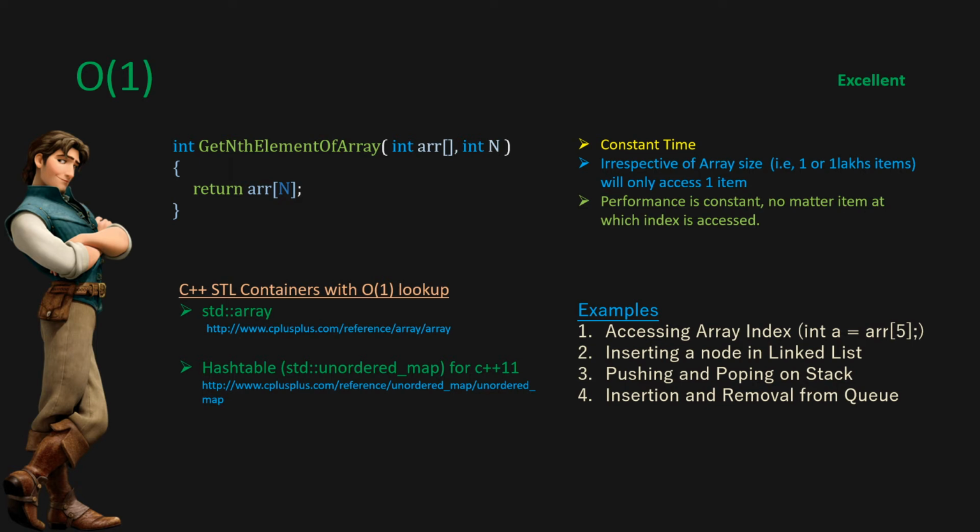In C++, STL containers like std::array and hash table lookups have O(1) time complexity. Thus, if your program is performing too many lookups, consider choosing one of these containers. Of course, when using this, you have to consider the complexities of other operations you need to perform with the data structure. Some examples of O(1) operations are accessing an array index, inserting a node in a linked list, pushing and popping on a stack, and inserting and removal from a queue.